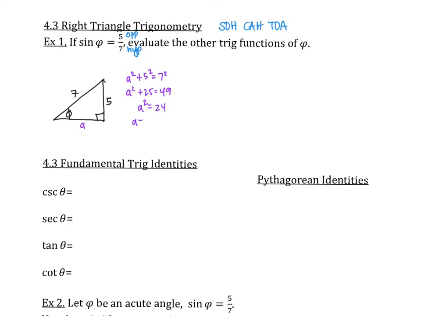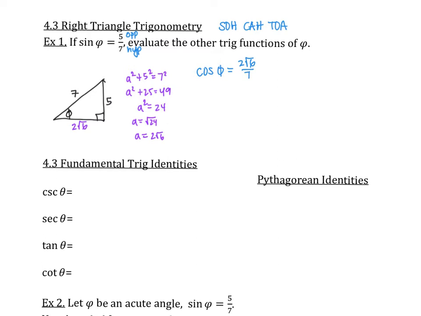Okay, now I only care about the positive root, so root 24. That simplifies because that's 4 times 6, so that's 2 root 6. Okay, so I know the adjacent side is actually 2 root 6, so I'm going to go ahead and label that side. Okay, once I have all 3 sides, it should be pretty quick to find the ratios. So I already have sine, let's get cosine. Cosine is adjacent over hypotenuse. So adjacent to the phi is 2 root 6 over 7.